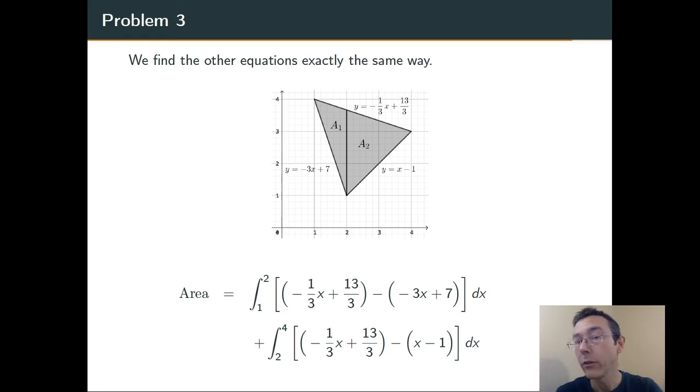For A1, we're integrating from x equals 1 to x equals 2. The top curve is y equals -1/3 x plus 13/3, and the bottom curve is y equals -3x plus 7. From 2 to 4, the top curve is the same, but the bottom curve now is x minus 1. So we've got the problem all set up.